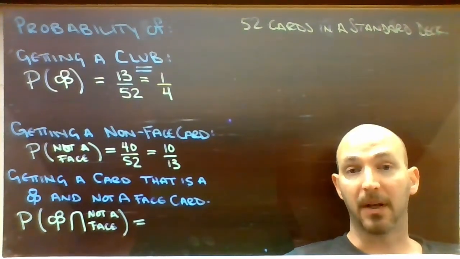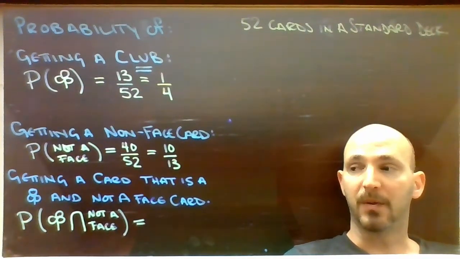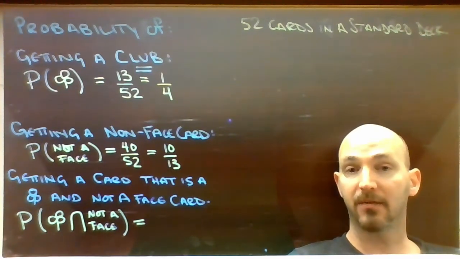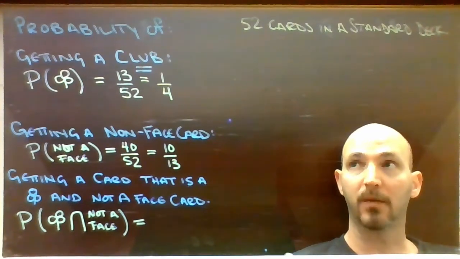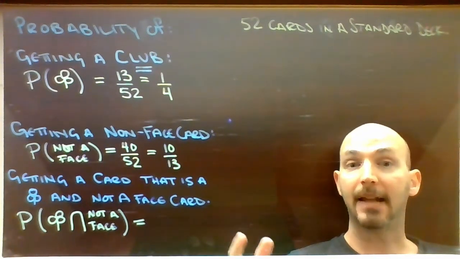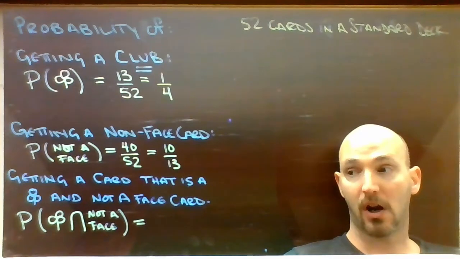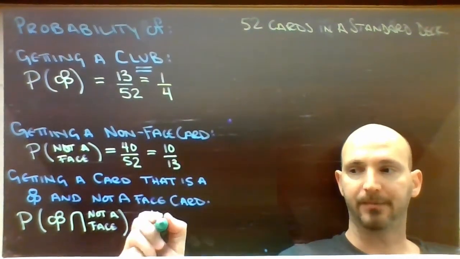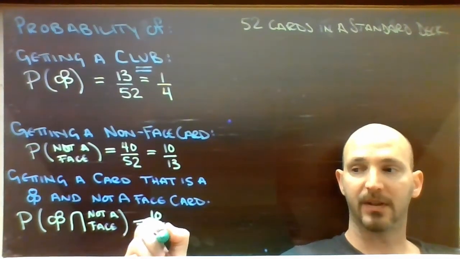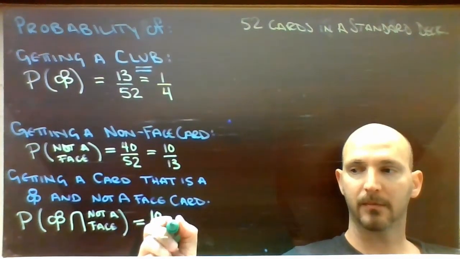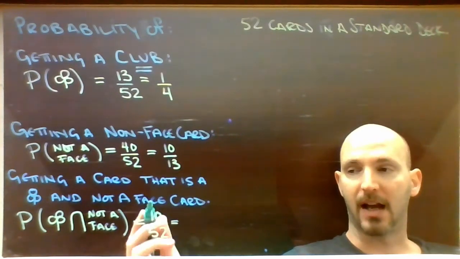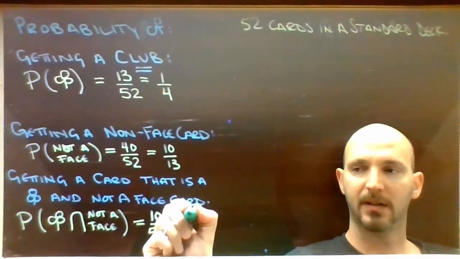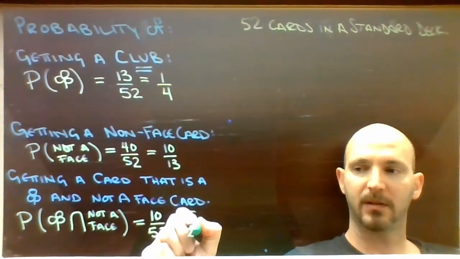Now, I want to think about that. So the cards that are both clubs and not a face club are the ace of clubs, 2 of clubs, 3 of clubs, 4, 5, 6, 7, 8, 9, and 10 of clubs. That's 10 cards out of the standard deck. 10 out of 52. Now that fraction happens to reduce, both these numbers cut in half. That would be 5 out of 26.